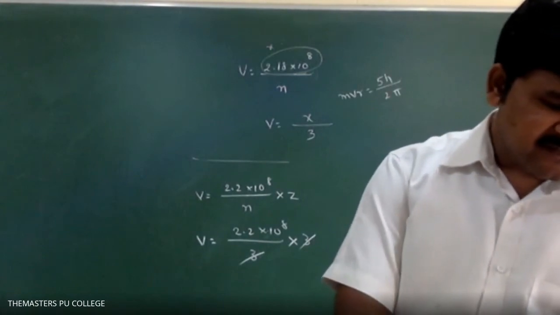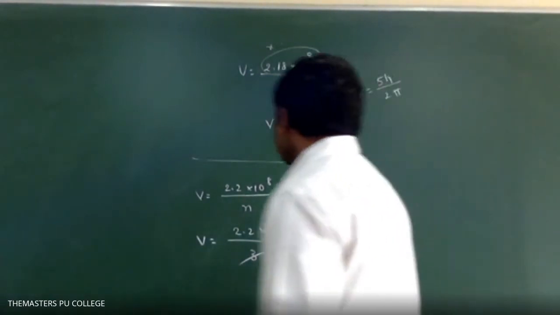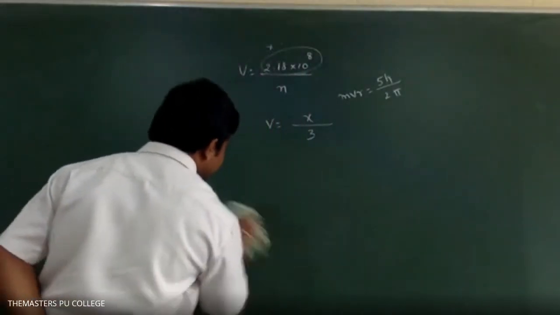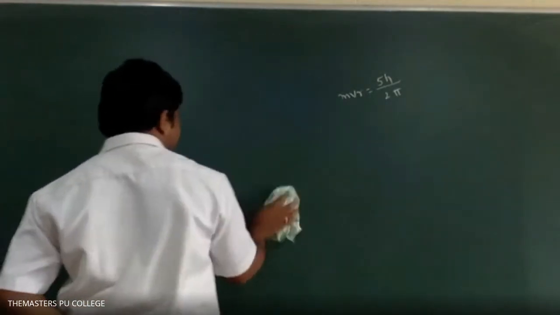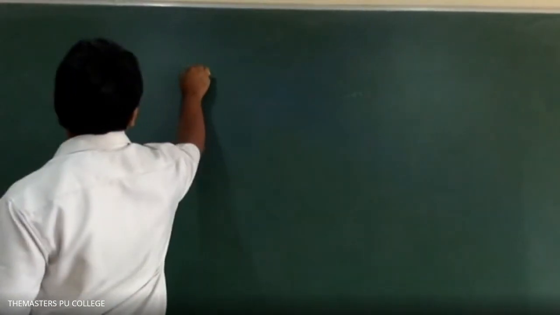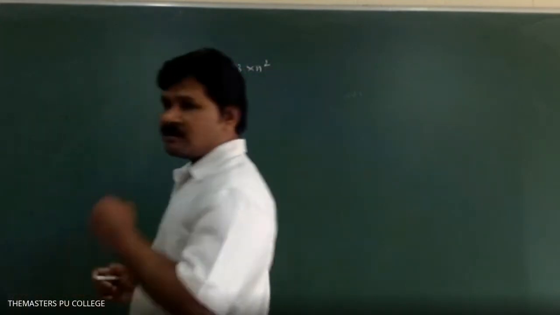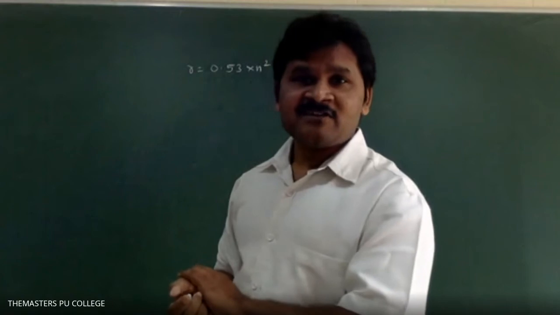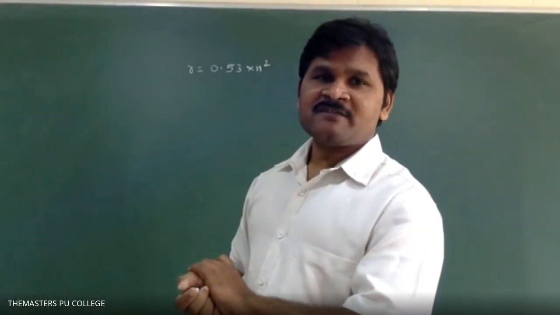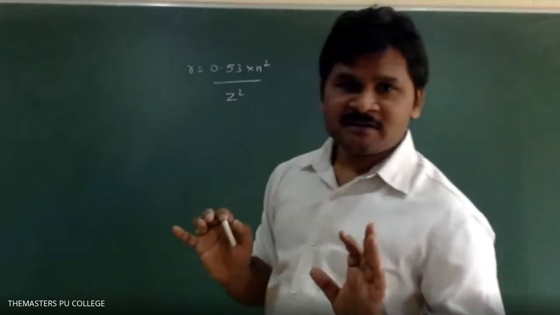The radius of which of the following orbit is the same as that of the Bohr's first orbit of hydrogen atom? Observe carefully. What is the radius of Bohr's orbit formula? 0.53 into n square. For hydrogen like species, what is the formula? 0.53 into n square by Z.